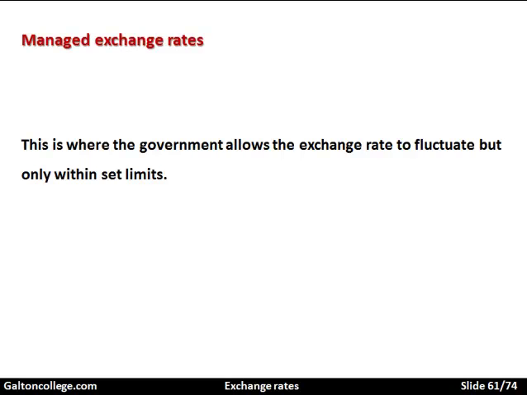So it was allowed to float, but the central banks managed the rate at which it floated upwards or downwards. So it didn't float downwards like a brick. It just floated downwards according to what the policy of the central bank and the government was.